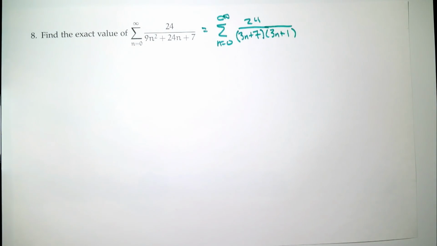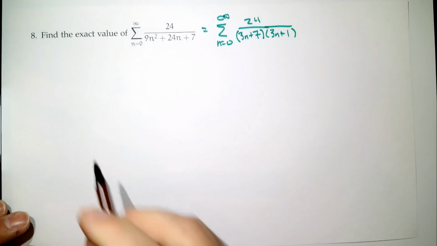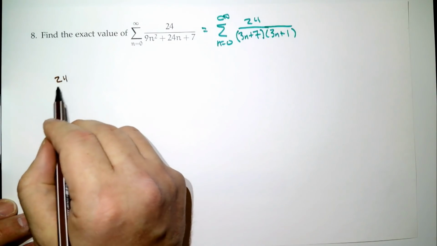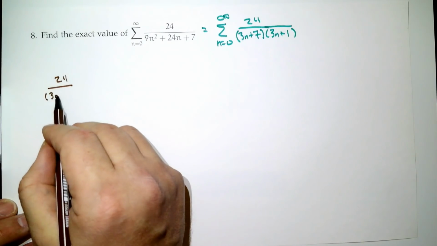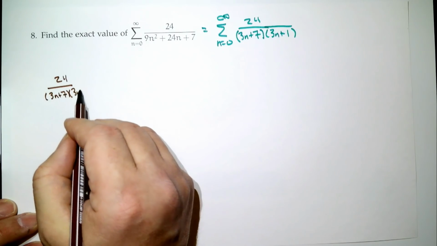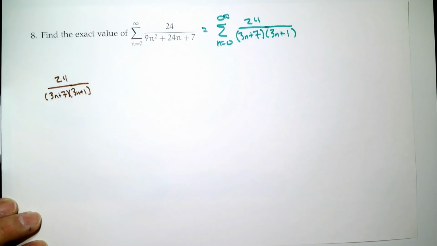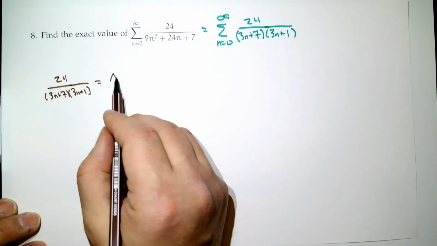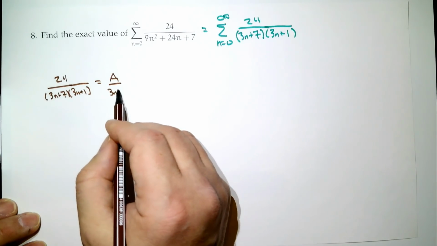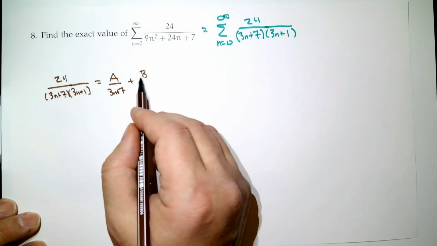Okay, all right. So now we get to do something that feels a lot like partial fractions because it is partial fractions. Okay, so let's do some partial fractions work on the side. So we have 24 divided by 3n plus 7 times 3n plus 1. Okay, well that should be something over 3n plus 7 plus something over 3n plus 1.